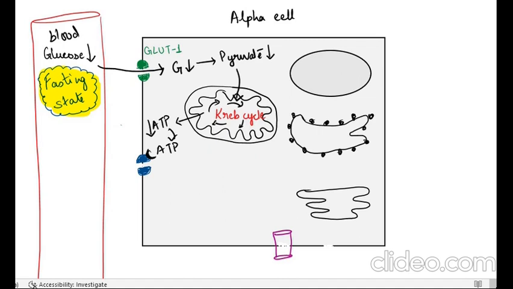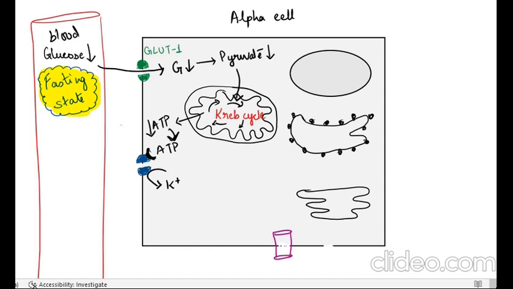Now this ATP will come and bind to this receptor. It's an ATP receptor, okay? Remember, the amount of ATP in our body is low because the amount of glucose in our body is also low. So everything is low. In that case, very little ATP will be produced, and this ATP will go and bind with the receptor.